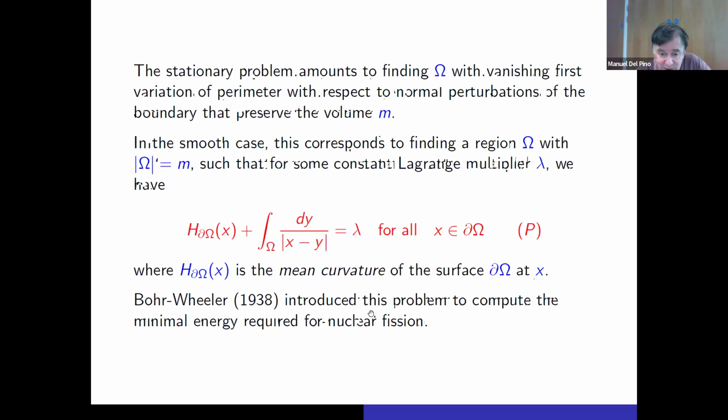Bohr and Wheeler, by the way, introduced this equation, this variational problem. The variational problem was probably introduced before, but Bohr and Wheeler introduced this specific problem to compute the minimal energy required for nuclear fission. This is the physical context for it.